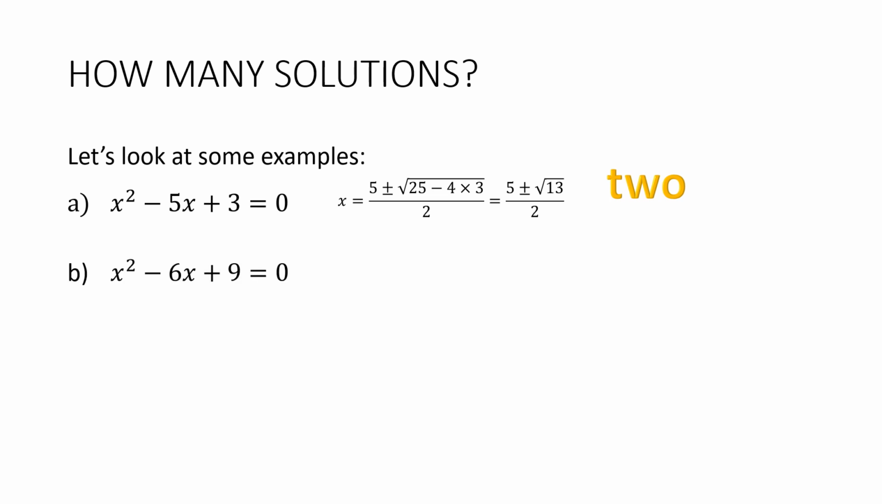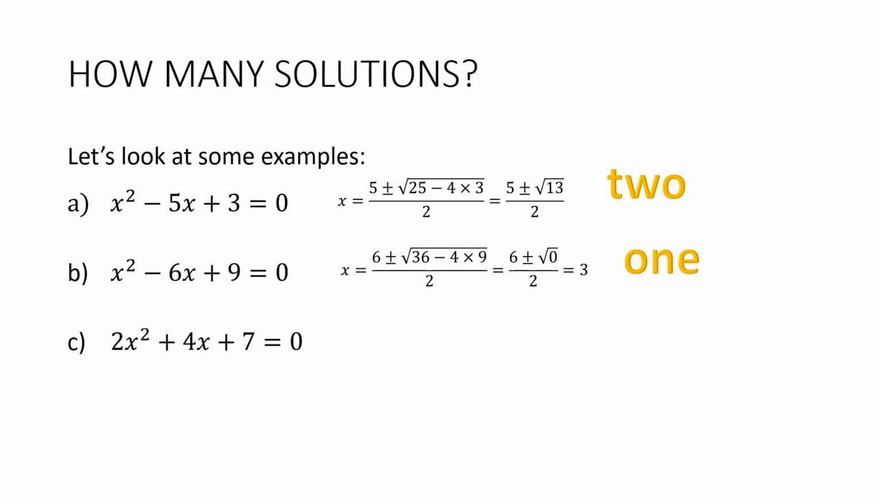Now in this case, when we substitute in, we get a 0 under this square root, which wipes out that plus or minus. So we only end up with 1 solution. And finally this one, when I substitute in, I end up with a negative under the square root, which means that I have no real solutions.